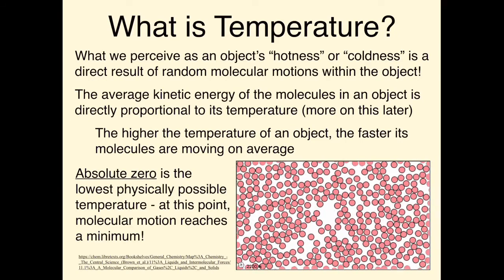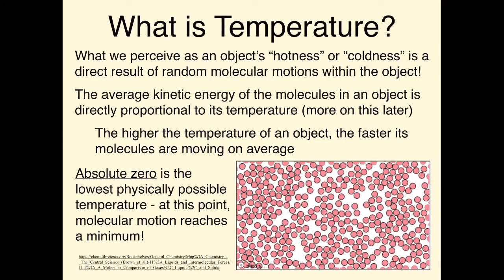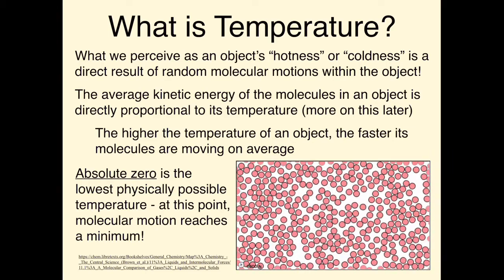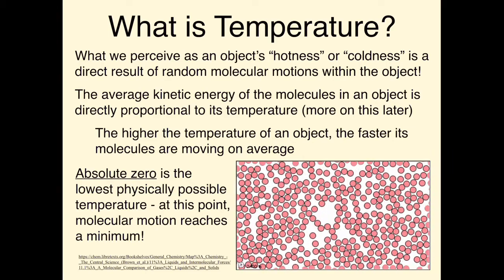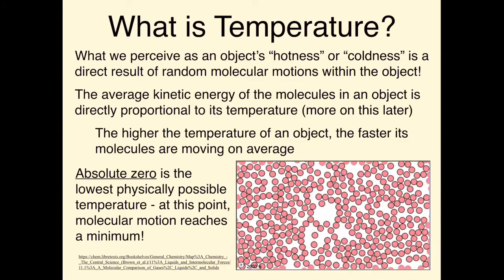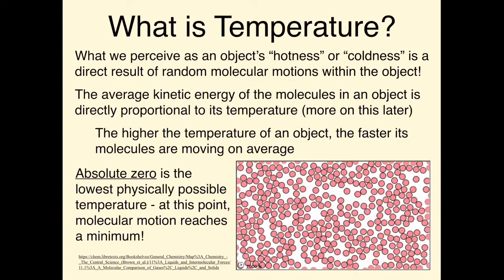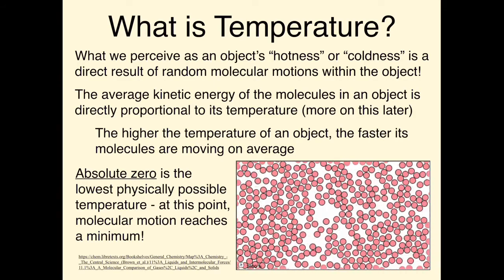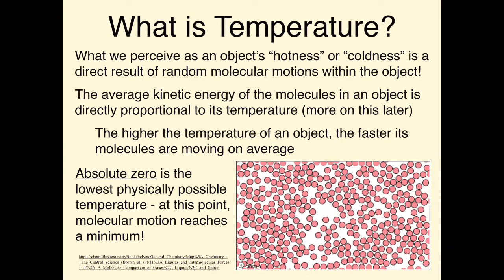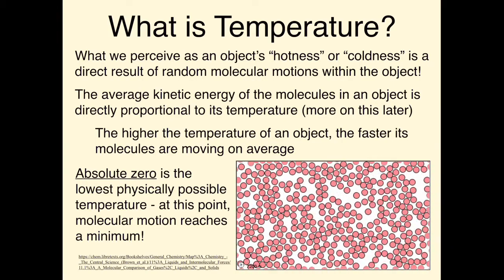So to give you a picture of this, take a look at the animation on the bottom right of the slide. This is an animation of what it might look like if you were to zoom in and look at a liquid on an atomic level. You would see a bunch of randomly moving atoms and molecules bumping into each other, sort of like this. And the motion is very chaotic and hard to keep track of.